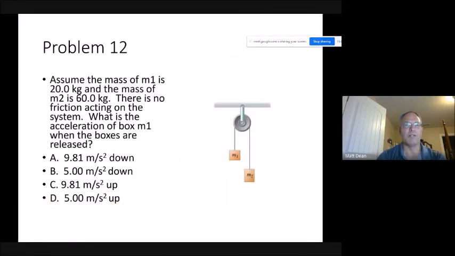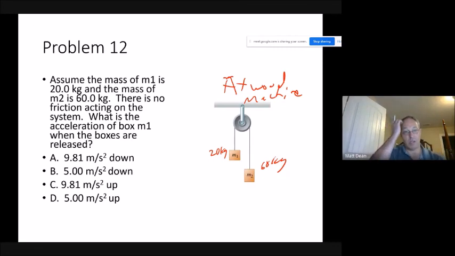Got one more problem I want us to look at, and this is a true Atwood machine. So a true Atwood machine has no table involved. It's just two masses strung over a pulley connected by a rope. So mass M1 is 20 kilograms and mass M2 is 60 kilograms. Well, let's assume that right now someone's holding each mass in their hands. There's no friction between the pulley and the rope, no drag. We want to know what's the acceleration of box M1 when the boxes are released.